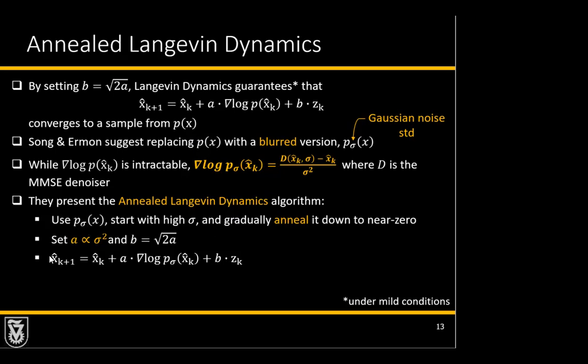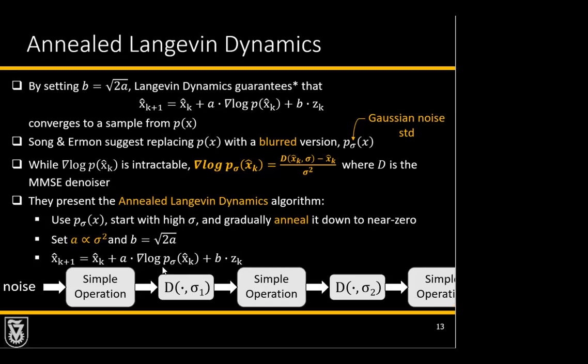So they set the step size to be proportionate to sigma squared, and they go on with this iterative algorithm, that is P sigma and not P. And they gradually decrease the sigma until they reach near zero levels, as we said. And that's how they obtain a sample from P of X. That's how they generate an image out of thin air.